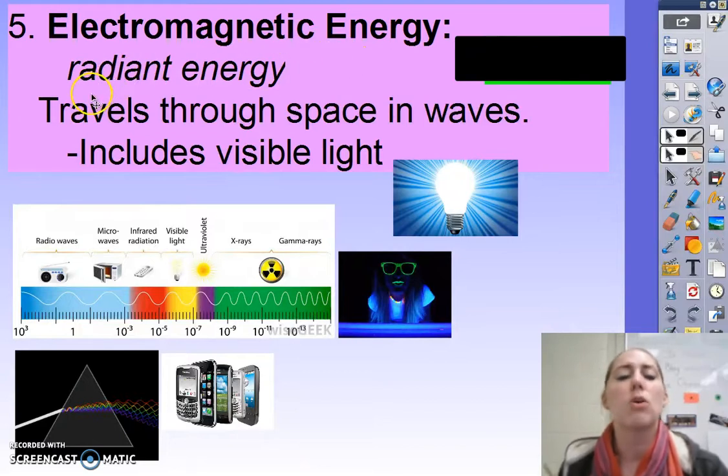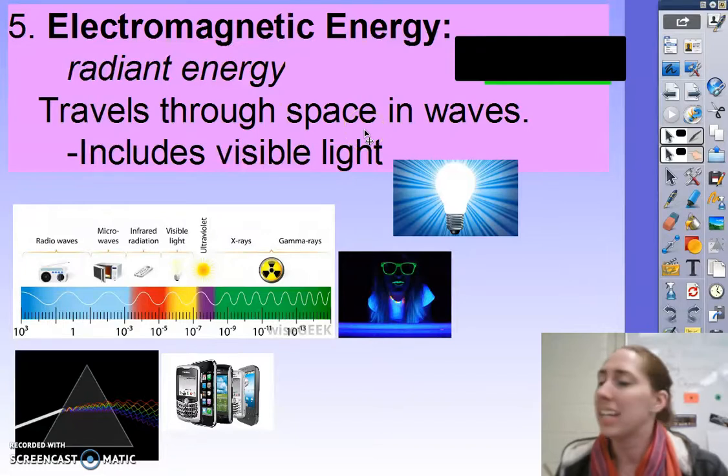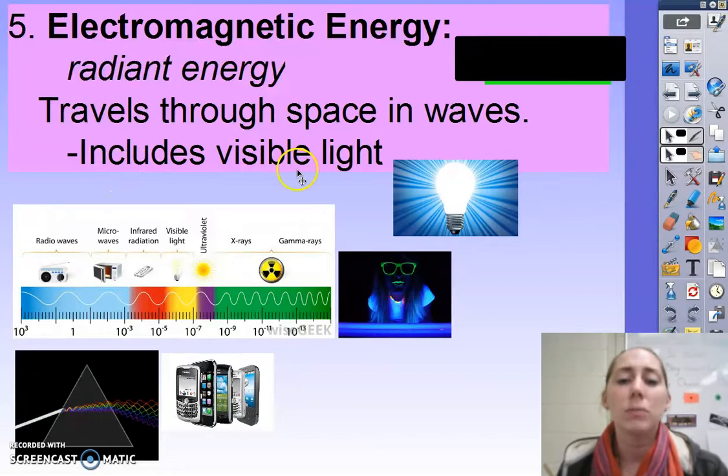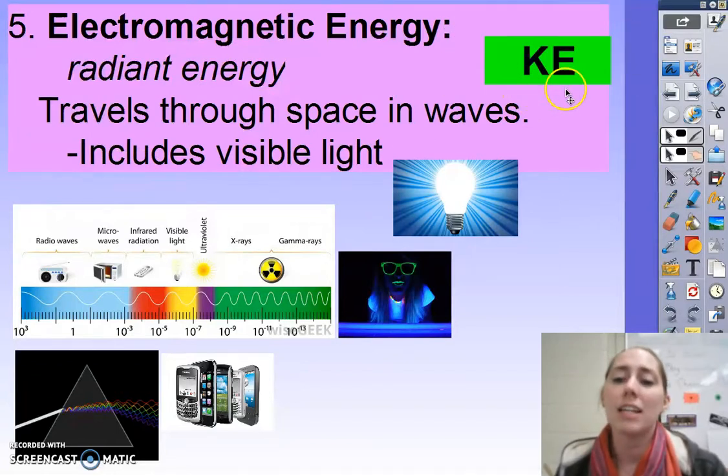It's also sometimes called radiant energy, and it travels through space in a vacuum. It does not need matter to travel. And this includes visible light. It is kinetic energy. It's moving. So remember back to 6th grade, your radio waves, microwaves, infrared radiation, visible light, ultraviolet, X-ray, and gamma rays. All of these are electromagnetic radiation, and they all involve movement.